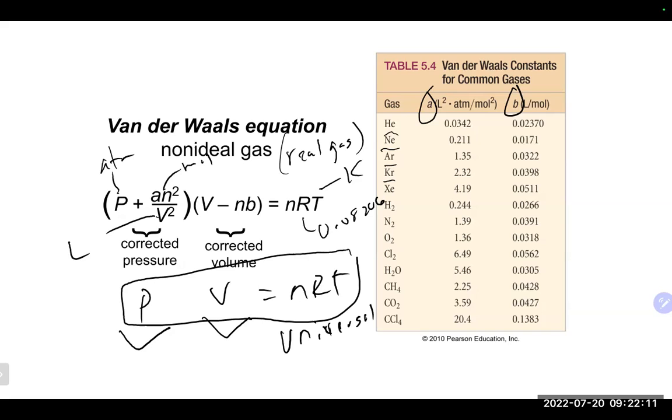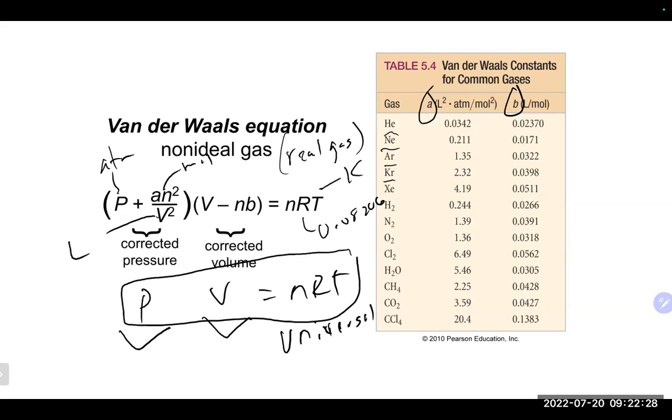But if you have extremely high pressures or really low temperatures, you really should use the van der Waals equation. You solve it pretty much like the ideal gas law, except you have to look up those values. Obviously, those values would be provided to you if you needed them, in an equation or something like that.